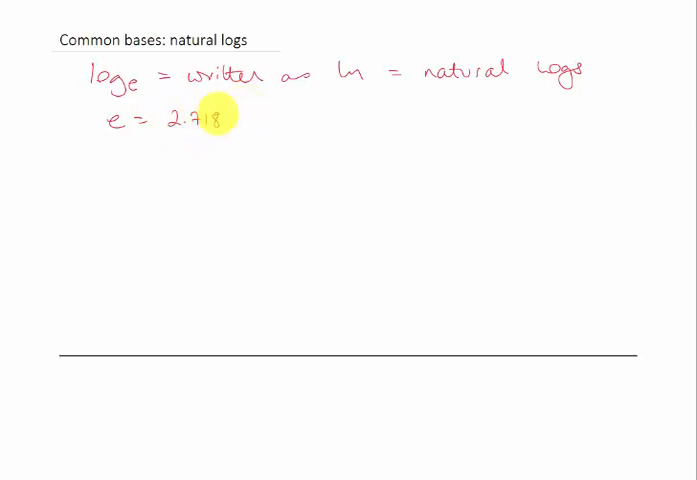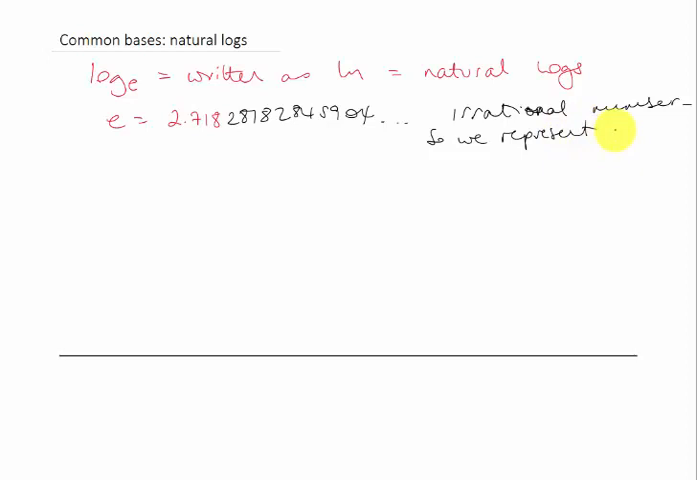So e is a constant, and it's equal to 2.718281828459045, etc., etc. So it's an irrational number, it never ends. Irrational number. So that's why we choose to represent it by the constant we call e.